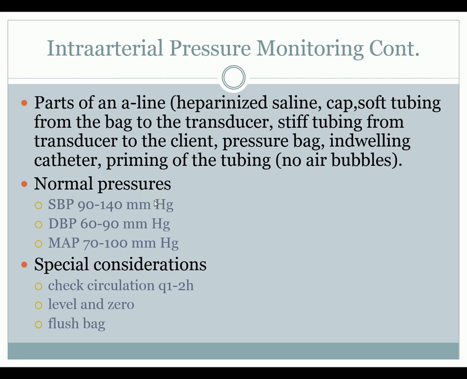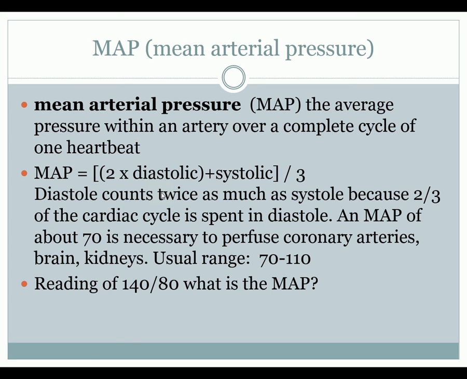Alrighty. The MAP, the mean arterial pressure, you want to know how to figure that. And again, this is the average pressure within an artery over a complete cycle of one heartbeat. So it tells how well you're perfusing the coronary arteries. So in order to perfuse the brain, the kidneys, and the coronary arteries, it has to be at least 70. Okay? 70 to 100, 70 to 110, you'll see different readings. But if you're doing 70 to 100, you're perfusing okay.